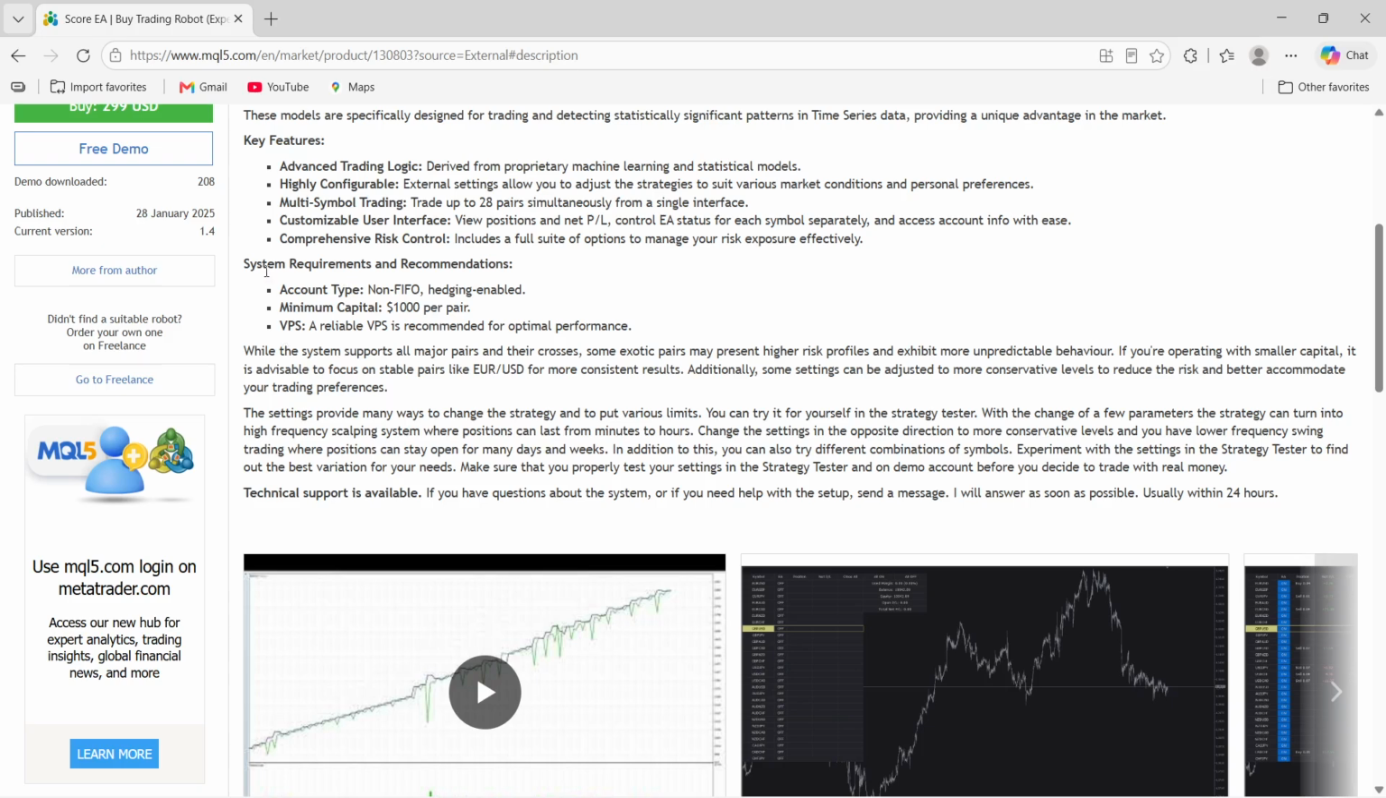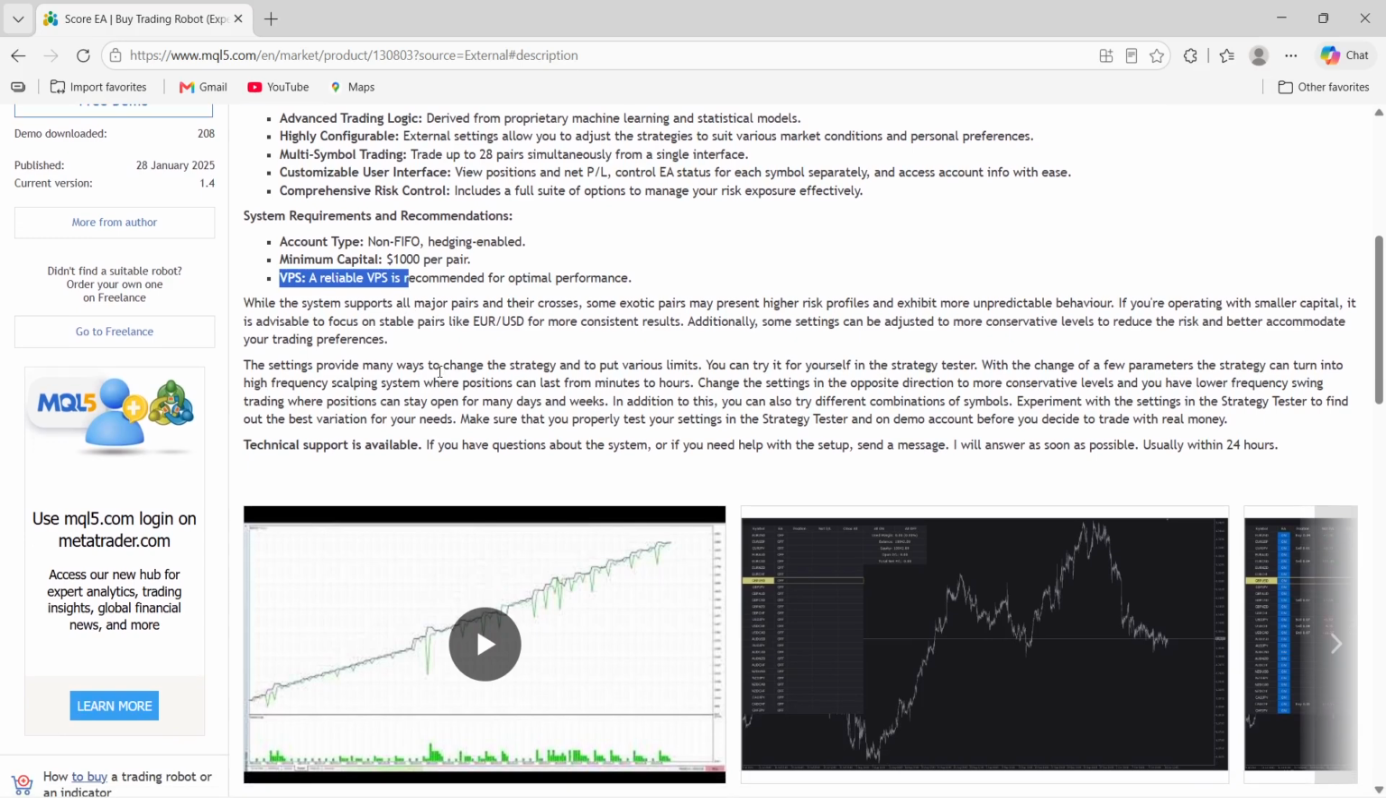All right, so they also talk about requirements here on the page as well. As you can see, they hold that the account type is non-FIFO hedging enabled, and they recommend at least $1,000 per pair that you run. That's an important clue about how much risk they assume as normal for the strategy. They also strongly recommend a reliable VPS, which makes sense for any EA that is making decisions intraday and potentially trading multiple symbols at once.